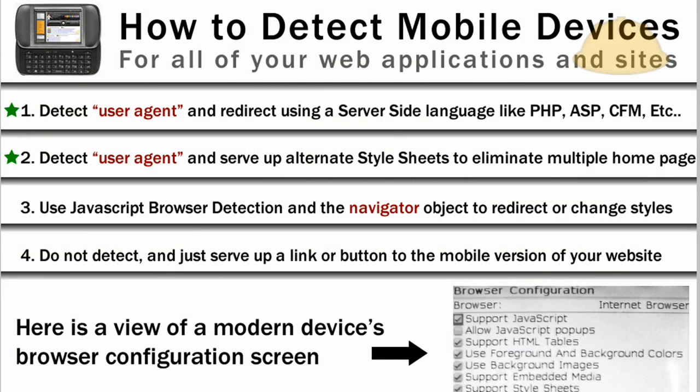Hello there. In this video we're going to discuss how to detect mobile devices for all of your web applications and websites. This is the hugest pain in my butt, and I'm sure if you're developing like I do for clients or whatever, it's a huge pain in your butt too, because every client you got is going to be like, I gotta make sure I got a mobile version of my website so people on their iPhones and Google Nexuses and everything can find me and my products and I make more money.